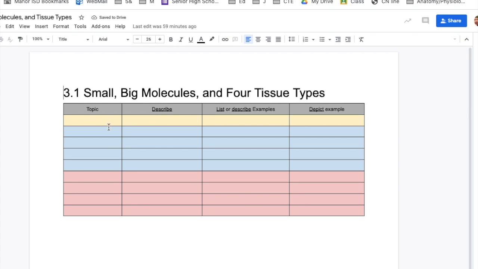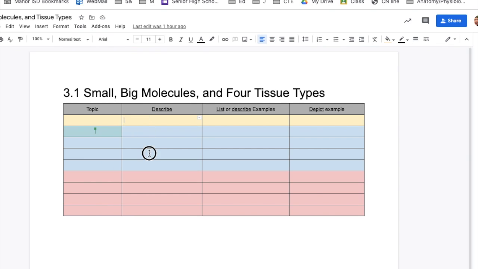If you don't have color to it, you need to make the top row, or I should say the second row, give it one color, a different color than the next 4 rows and the next 4 rows. So you're gonna have a topic in the first column. To get your credit, you need to have something in each of these columns for the topic. The top topic is small molecules, and here is big molecule number 1, big molecule number 2, big molecule number 3, big molecule number 4. And then down here we'll have tissue number 1, tissue number 2, tissue number 3, tissue number 4.